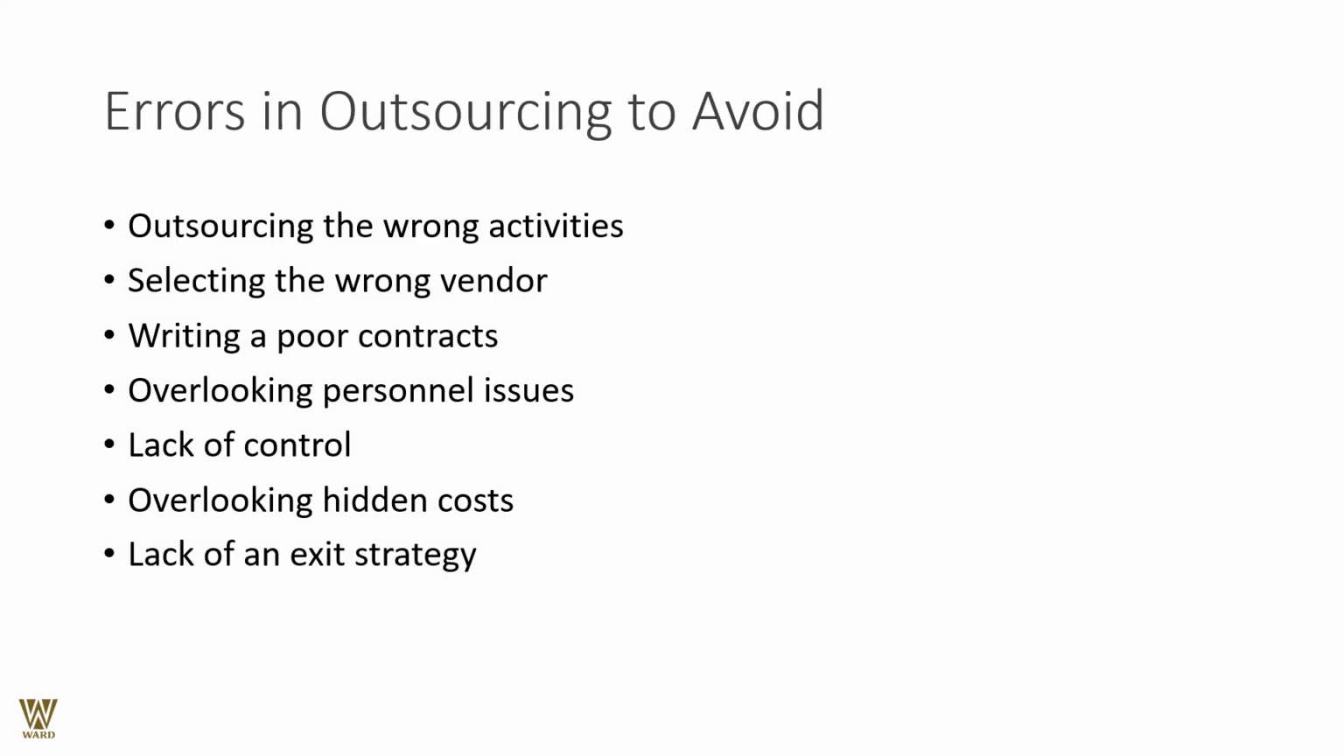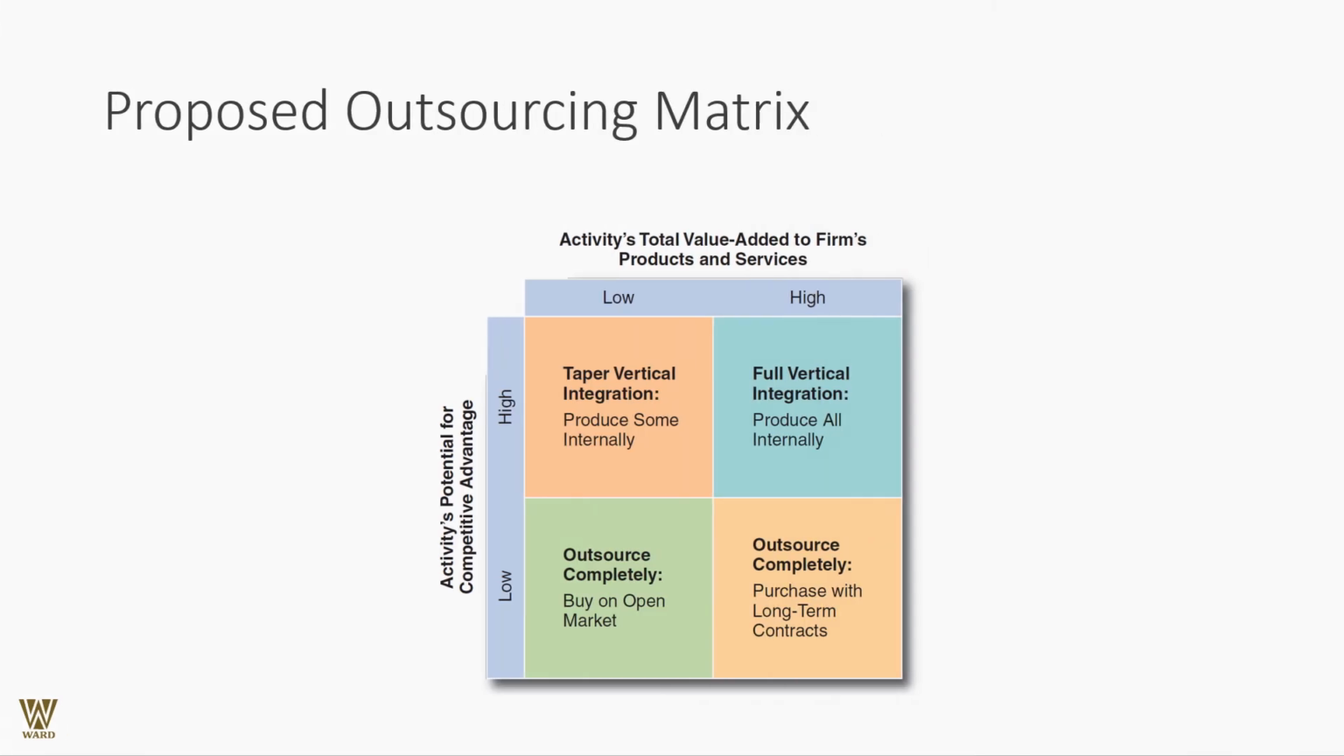The errors in outsourcing to avoid are: outsourcing the wrong activities, selecting the wrong vendor, writing poor contracts, overlooking personnel issues, lack of control, overlooking hidden costs, lack of an exit strategy, as the case might be. These are the errors that should be avoided in the longer run.